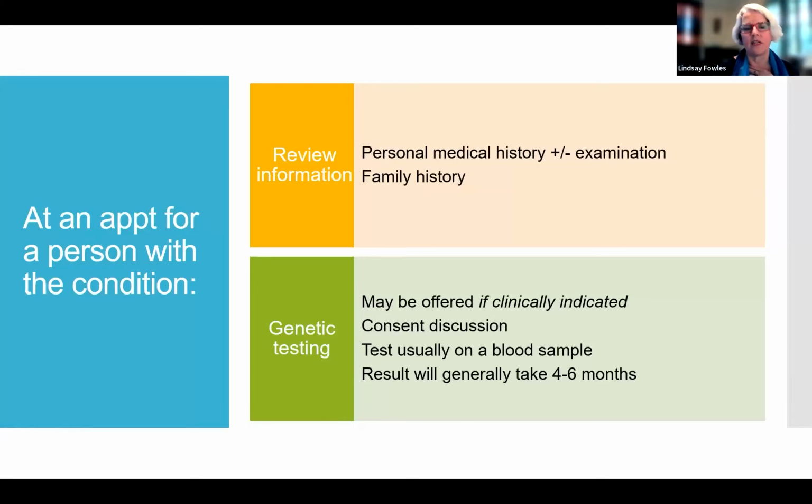Consent's really important when it comes to genetic testing, because when we do genetic testing, it's not something that will impact only the individual who's having the testing. Genetics is something that's inherited, and so any result from a genetic test can impact not only on the individual having the test, but on their family members. And so that consent discussion is quite important, and it must be documented. The test is on a blood sample, and that initial diagnostic genetic testing usually takes up to 6 months.